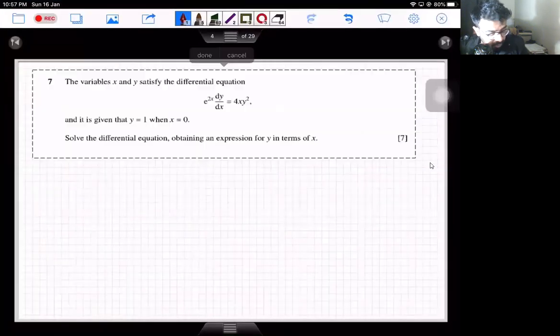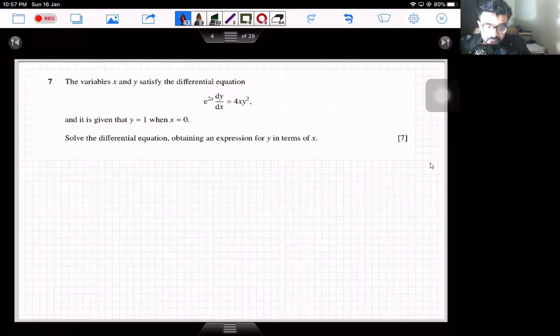So, the variables x and y satisfy the differential equation e raised to the power 2x multiplied by dy over dx is equal to 4xy squared, and it is given that y is equal to 1 when x is equal to 0. Solve the differential equation obtaining an expression for y in terms of x.